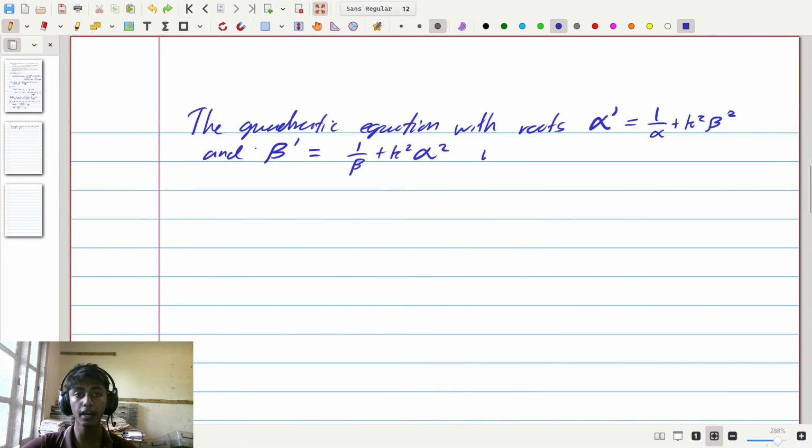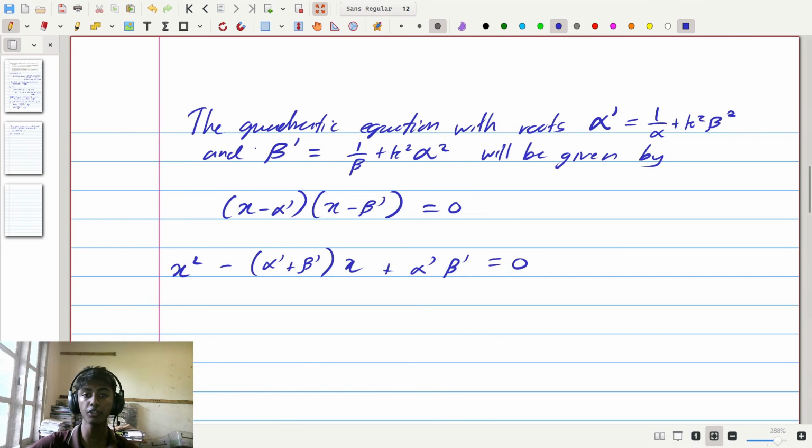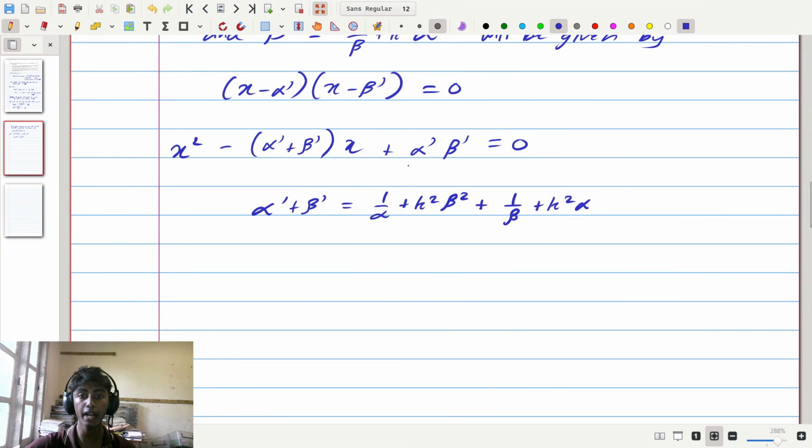The quadratic equation with these roots will be given by x minus alpha dash times x minus beta dash equals 0, which means we get the equation x squared minus alpha dash plus beta dash times x plus alpha dash times beta dash equals 0. Now, to simplify, I'm going to take the alpha dash plus beta dash term separately, substitute in the values and simplify. For alpha dash we have 1 over alpha plus k squared beta squared, and for beta dash we have 1 over beta plus k squared alpha squared.